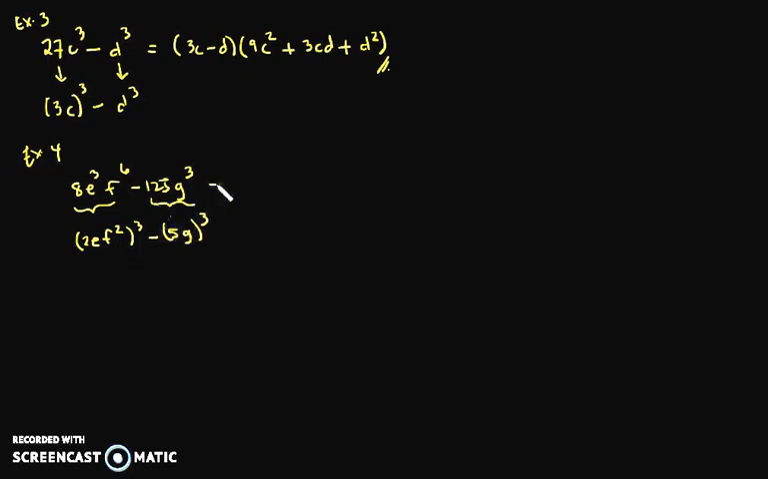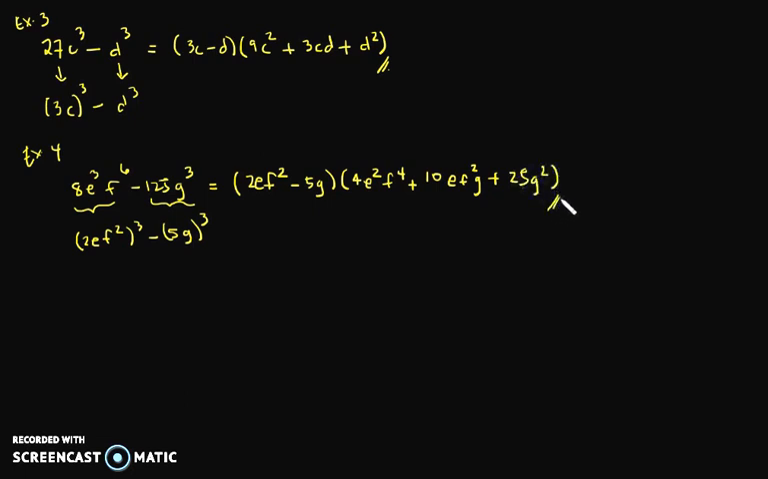Okay, so using the formula we have, the difference of the first and last term, that would be 2ef squared minus 5g, multiplied by the square of the first quantity, that would be 4e squared f to the fourth, plus the product of the first and last quantity, that would be 10ef squared g, plus the square of the last quantity, and that is 25g squared. So this would be your final answer.